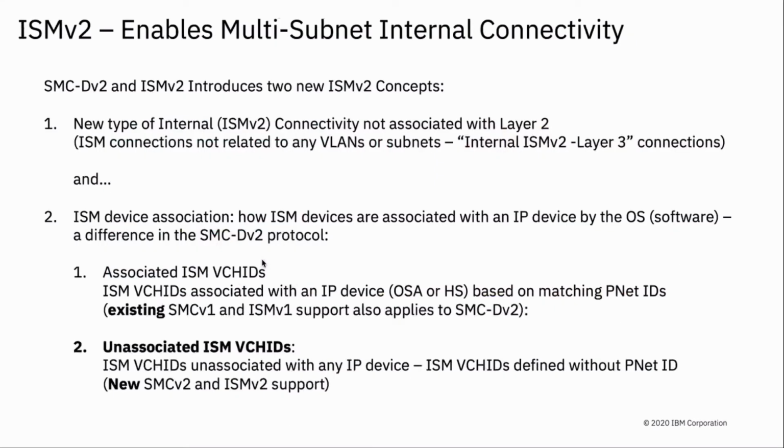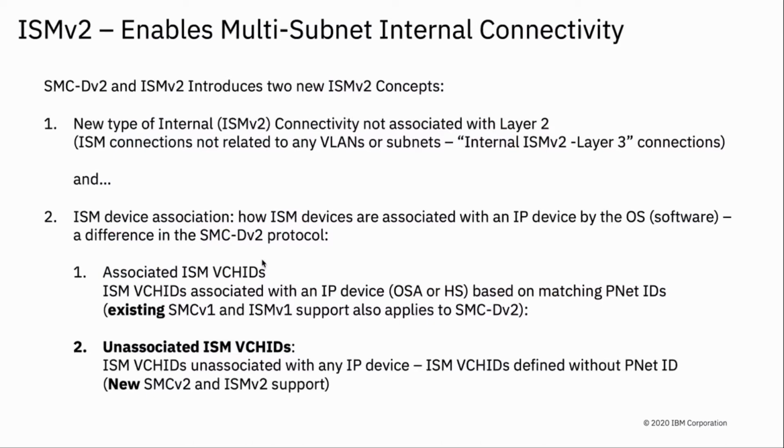But basically, for SMC-D version 2, there are really two key new concepts. There's this new type of connectivity, that's number 1, which I just spoke of. And it can be viewed as ISM version 2, a kind of pseudo layer 3 connection, that gets enabled just because you have an OS that exploits version 2 and your machine's at the proper level.